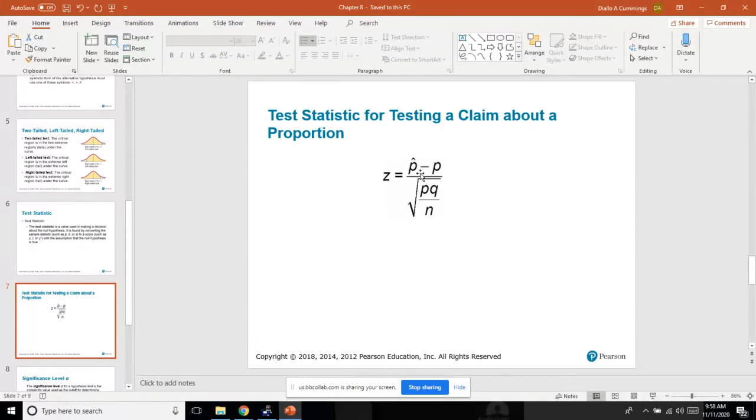Here's the formula for the test statistic. We're dealing with a z-test statistic, and that's equal to p hat minus p, divided by the square root of p times q divided by n. As far as these calculations, our calculator will actually calculate the z-test statistic. It'll calculate the p-value, and based on the p-value, we'll be able to either reject or fail to reject the null hypothesis.